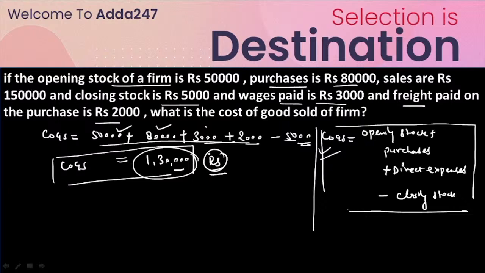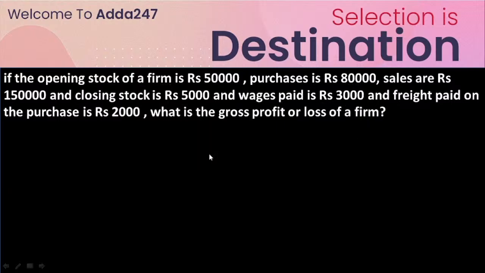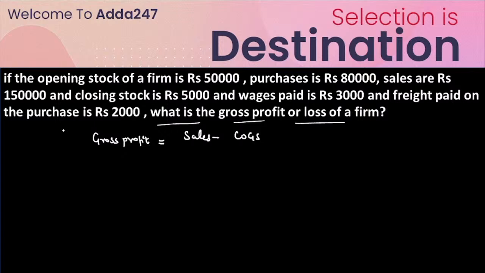All right. After that, let's attempt another question, and this question is the same as the previous one. The only difference is that here you have to find out the gross profit, or the gross loss of a firm. So what I told you is the formula for gross profit: sales minus cost of goods sold, isn't it?